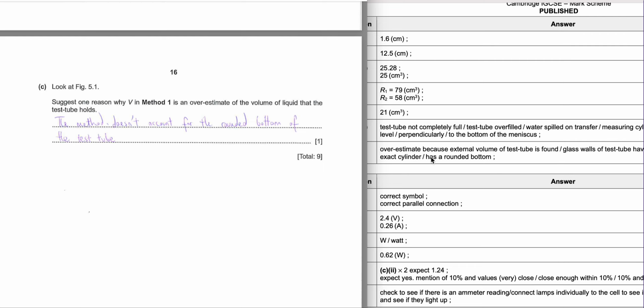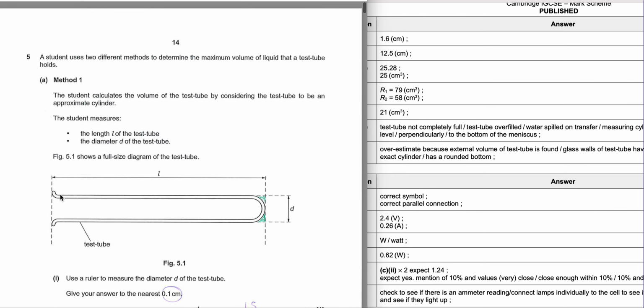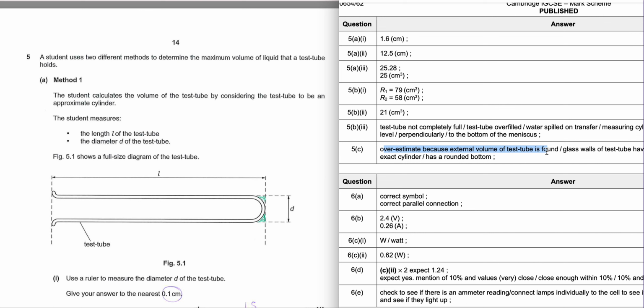And there's another couple of reasons. One, we've measured the external volume. Let's have a little look there. Come back here. Our dimensions have been measured to the outside of the test tube and not the inside. If we really wanted to know this value, what we should be measuring is this value of D here. And that's what they mean here by overestimate, because the external volume is found. It means that we've looked at the outside of the tube and not the inside.